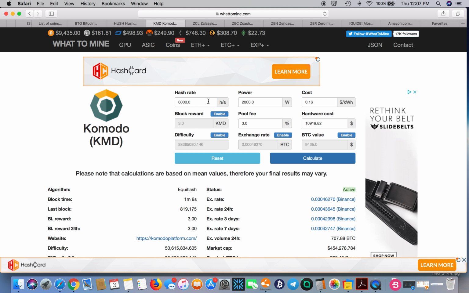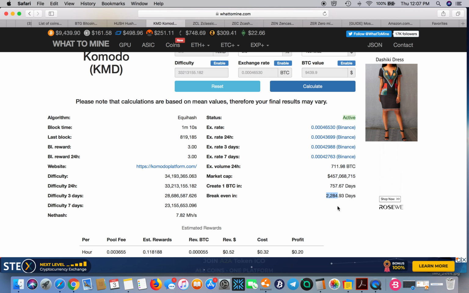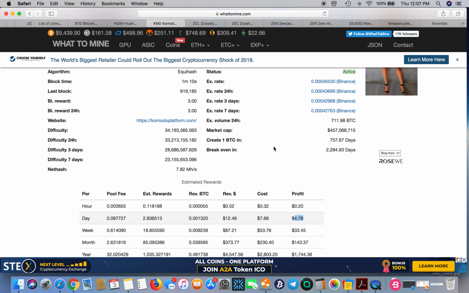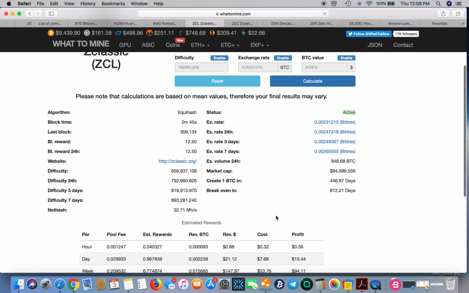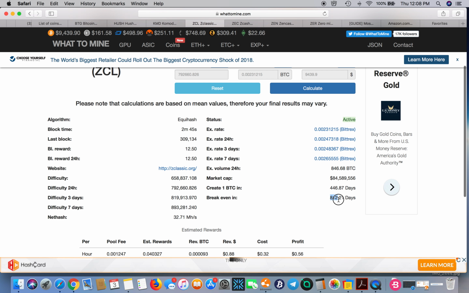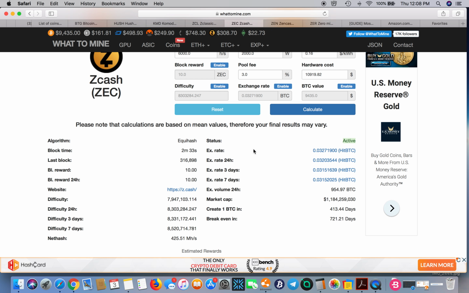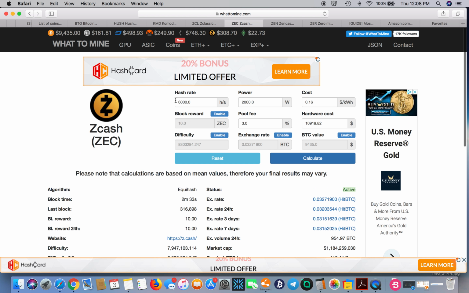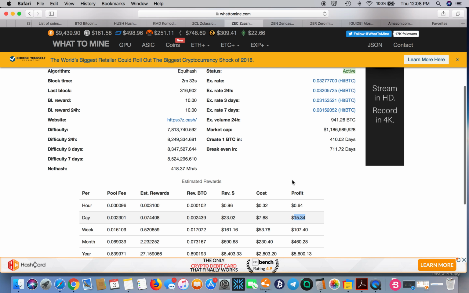Okay. Komodo, same thing. Same hash rate, same power, same cost, same pool fees, same hardware costs. Calculate. And you're looking at 2,284 days to break even. All right, you're looking at a profit of $4.78. Okay, Z Classic, same hash rate, same power, same costs. Calculate. You're looking at 812 days to break even, and you're looking at $13.44 per day. Zcash, all right. Same hashes, same power, same cost, same pool fees, same hardware costs. Calculate, and you're looking at 711 days to break even. You're looking at a little over $15 in profit, okay?